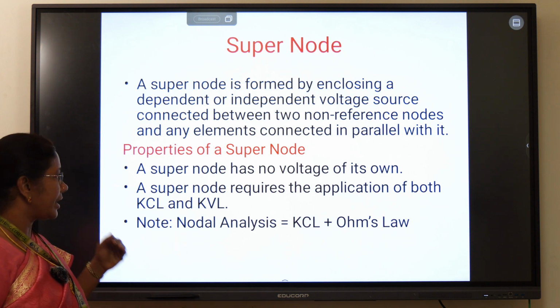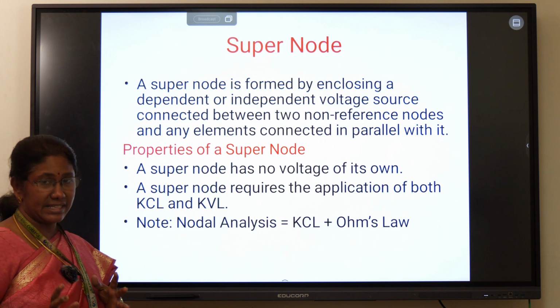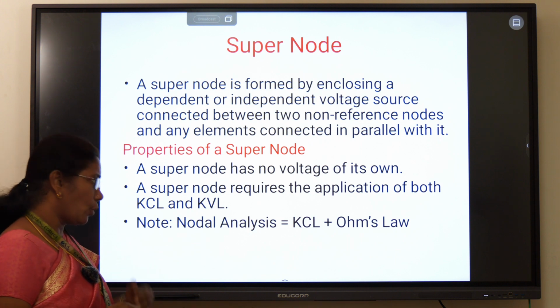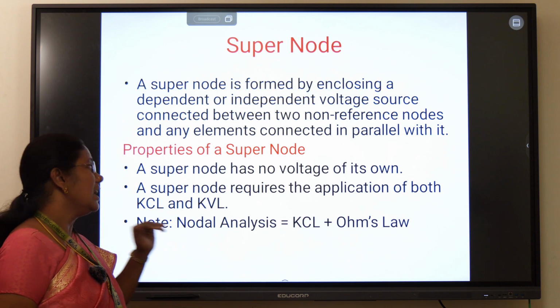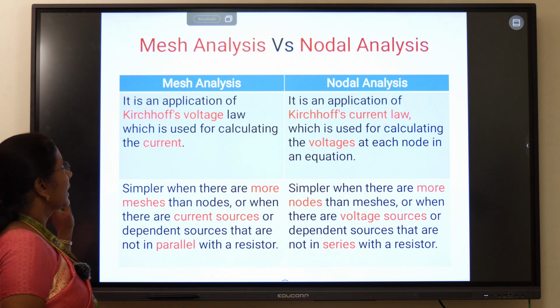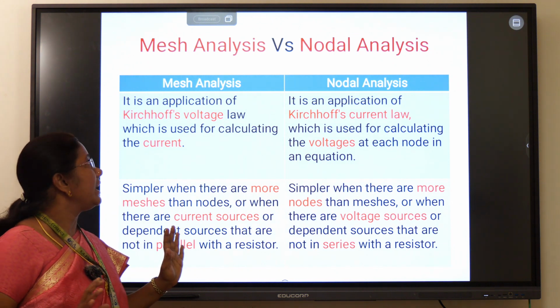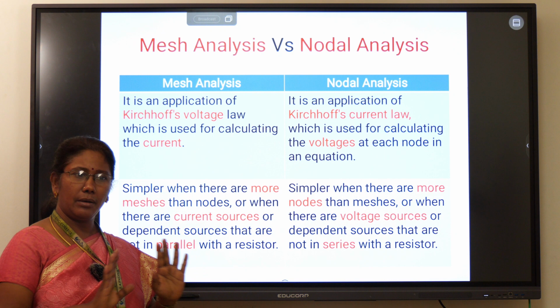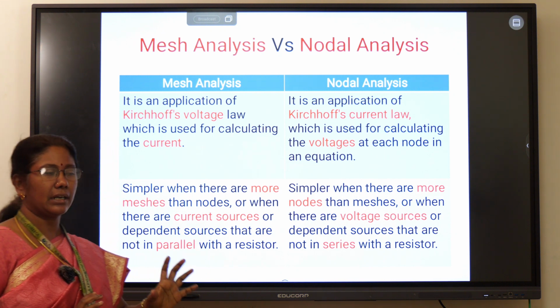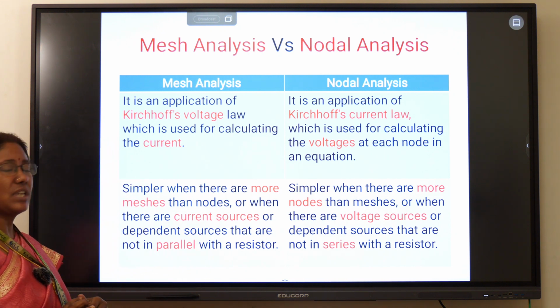Then a super node requires the application of both KCL as well as KVL. The notable point for the nodal analysis is that it requires KCL plus Ohm's law. Then, what is the difference between the nodal analysis and mesh analysis, so that we can come to a clear analysis of the mesh as well as the node?